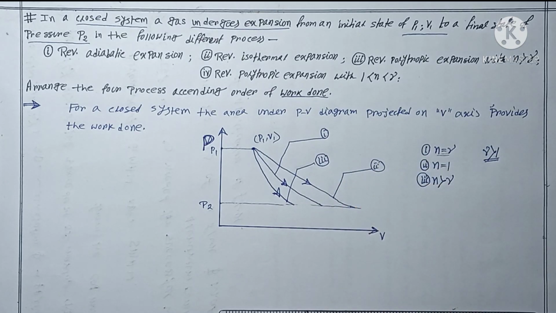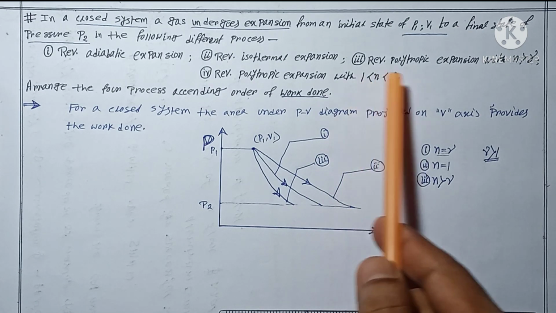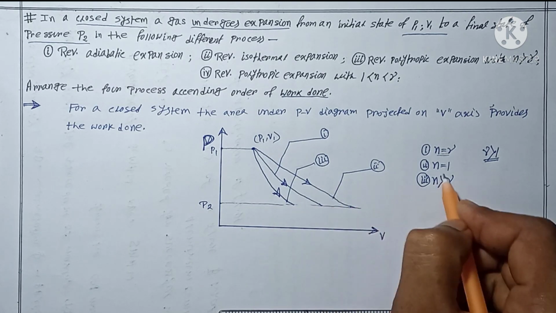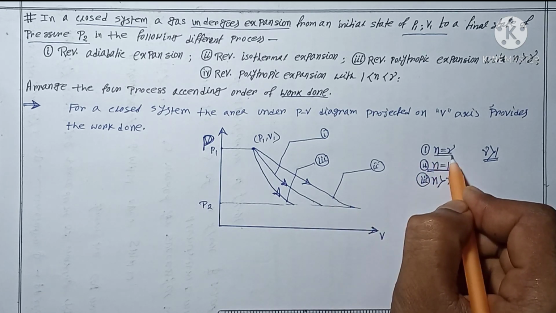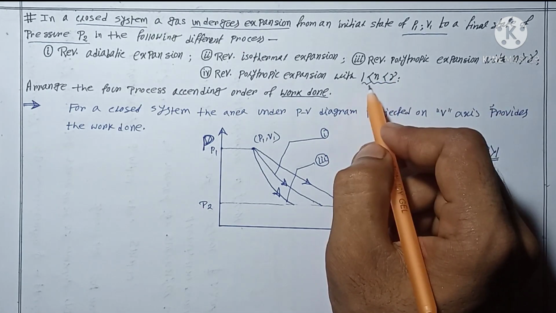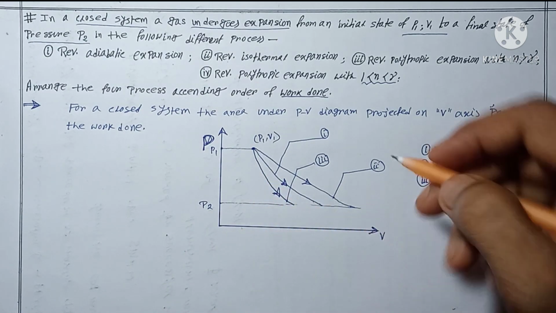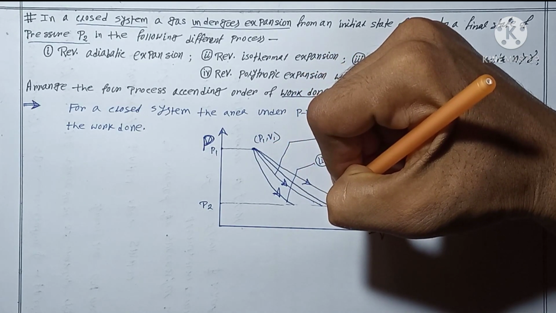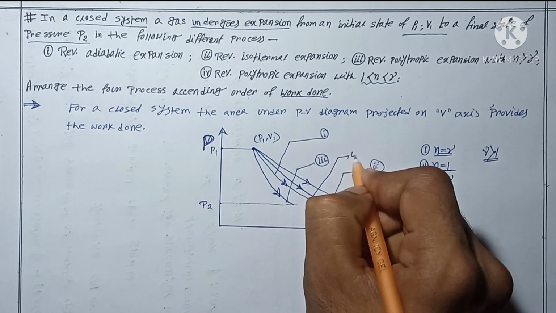Now the next process is the reversible polytropic expansion, where the n value is greater than 1 but less than gamma. Process 2 has n equal to 1, and process 1 has n equal to gamma. So if we consider the boundary less than gamma and greater than 1, it will be in between process 1 and process 2. Something here you can draw. So this is my process 4.